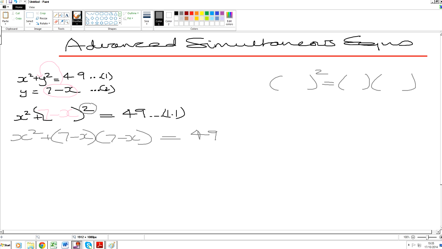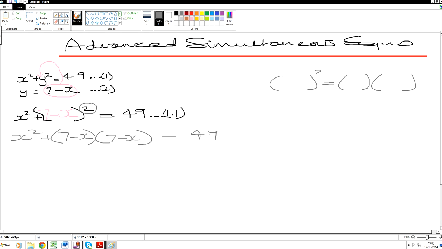Okay, so we've managed to sort out those kinds of grievances. So this is what we've got at the moment. What we need to do now is FOIL. Are you happy with FOIL? Okay. So we need to multiply these double brackets first of all: the front two, the outside two, the inside two, and the last two.